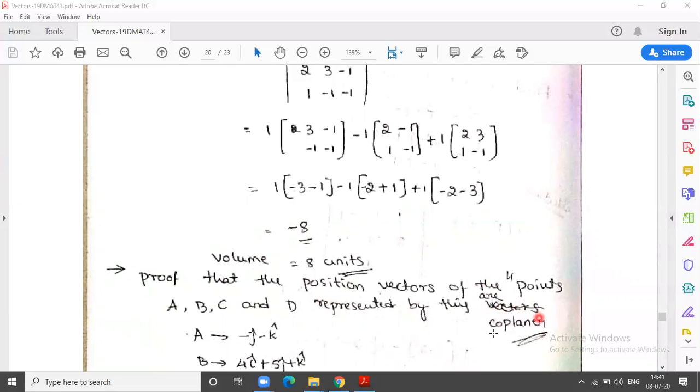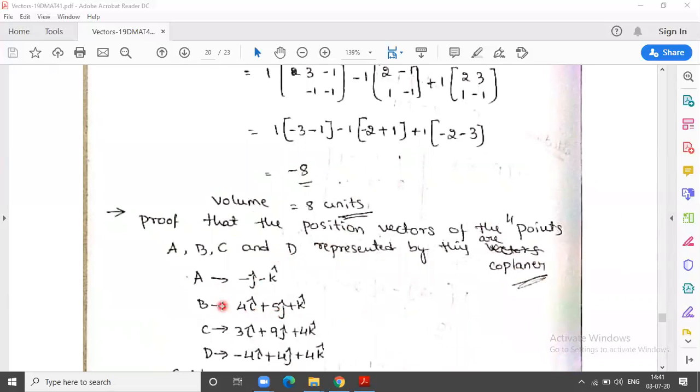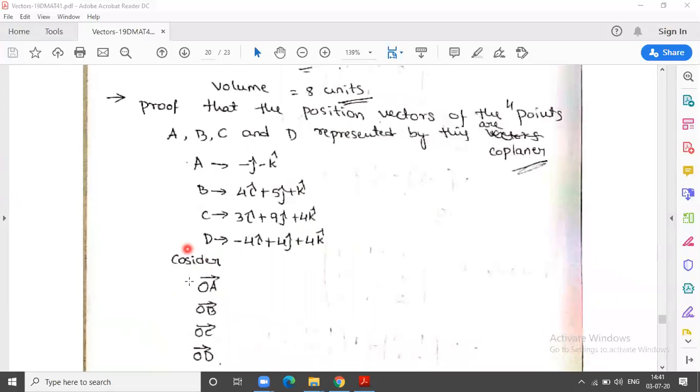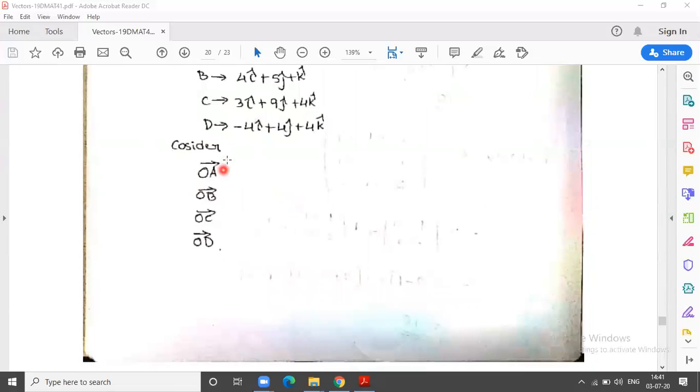Next, prove that the position vectors of the 4 points A, B, C, D represented by these are coplanar. Coplanar means you have to show the scalar triple product of these three vectors is 0. Here they have given the position vectors. Position vectors are indicated by OA, OB, OC, OD. So A is minus J minus K, that is vector OA. B is 4I plus 5J plus K, C is 3I plus 9J plus 4K, and D is minus 4I plus 4J plus 4K. So these are the position vectors. Position vectors means the initial point should be O. Then we call them position vectors.